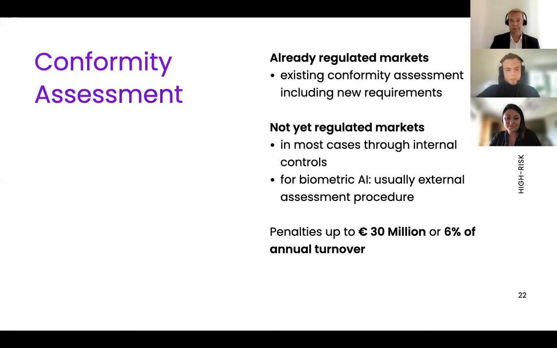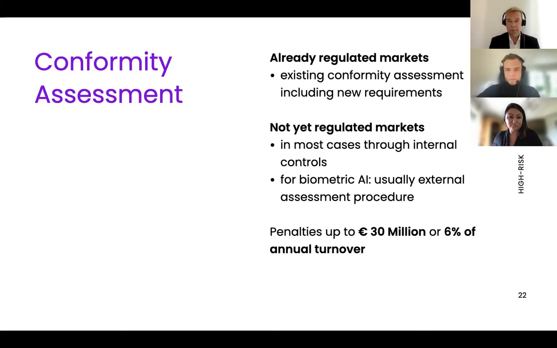And finally, this last slide is about conformity assessment. When a manufacturer has built a high-risk AI system, has complied with all the requirements, has the quality management system in place, the risk management system in place, and has drawn up the technical documentation, then the manufacturer is ready to place the product on the market and put it into service. And that can only be done after conformity assessment. Which kind of conformity assessment procedure has to be followed depends on whether the product falls into an already regulated market or a not yet regulated market.